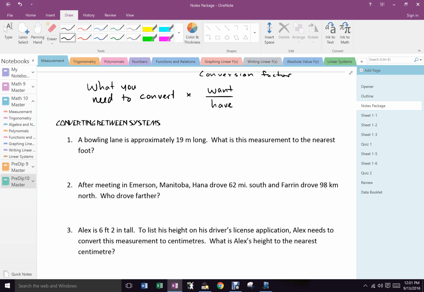Okay? So what do I need to convert? I need to convert 19 meters. So I start with 19 meters. And what do I want? I want feet. So I look at, oh, I haven't given you guys this yet.